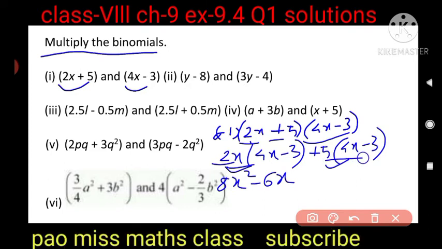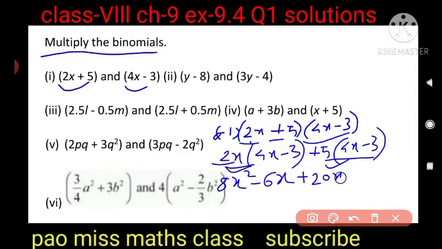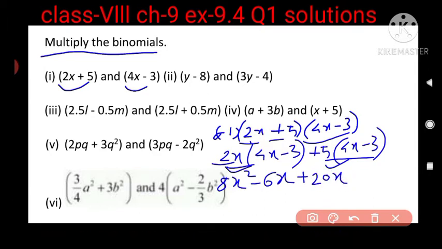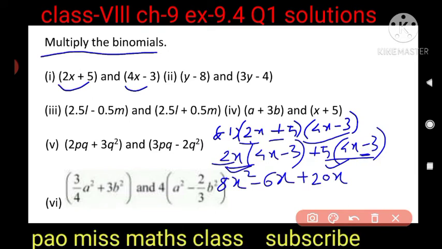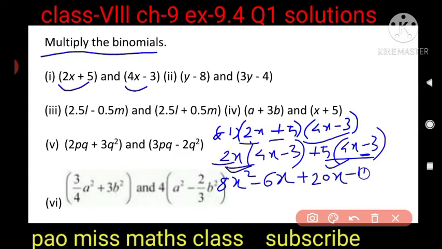Now for this second term also, 5 into 4 is how much? 20. And the variable is x. Now this is plus and this is minus. You have to be very careful with this sign. This is plus and this is minus, so plus minus is minus. And 5 into 3 is how much? 15.